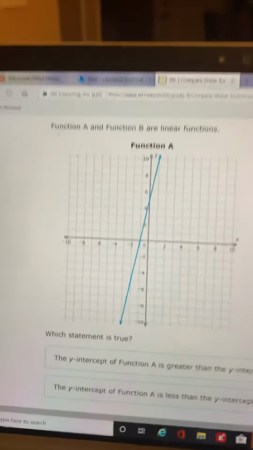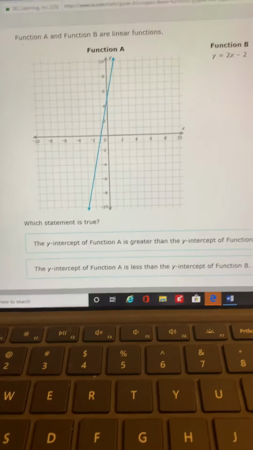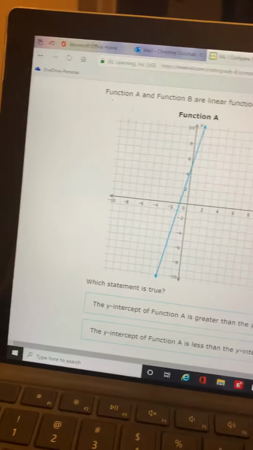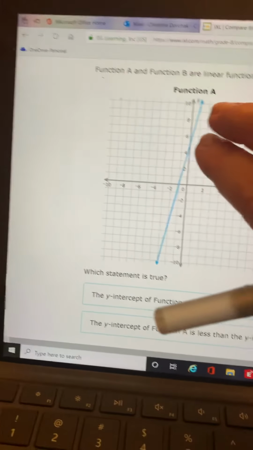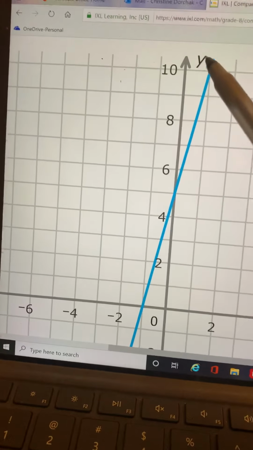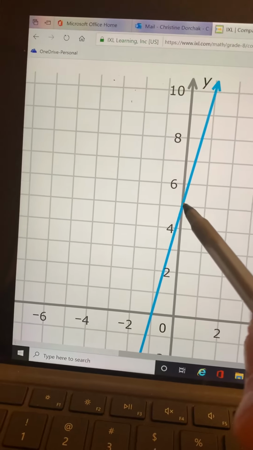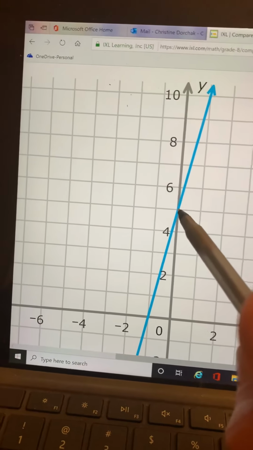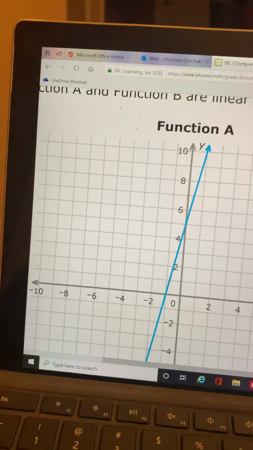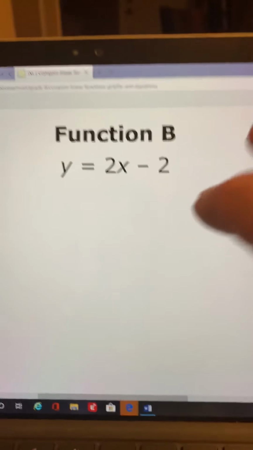Okay, so now they've switched features. If you look at the question, they're asking you about the y-intercept. That's actually, I think, a little easier for us to see. It's a little more concrete. You're just going to look for where the line crosses. You can see the y right here. This is your y-axis. Where the line crosses your y, that's your y-intercept. So the y-intercept on the graphed one is at the number 5. The y-intercept here is at -2.